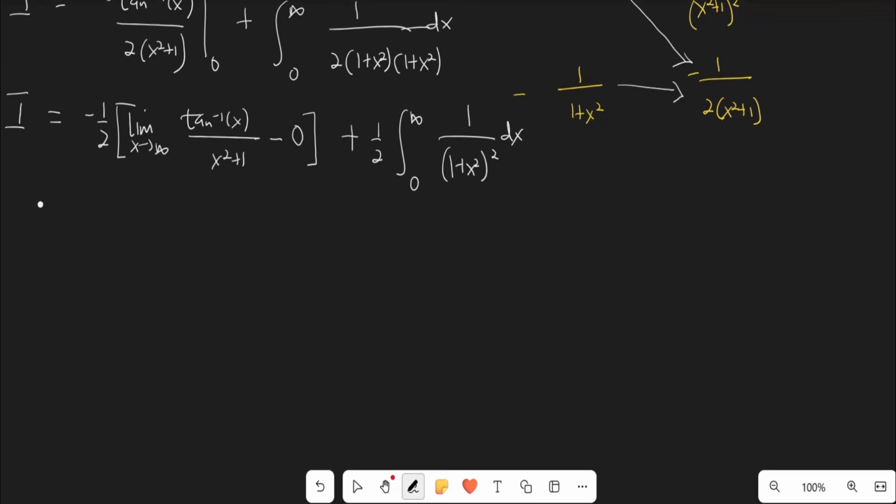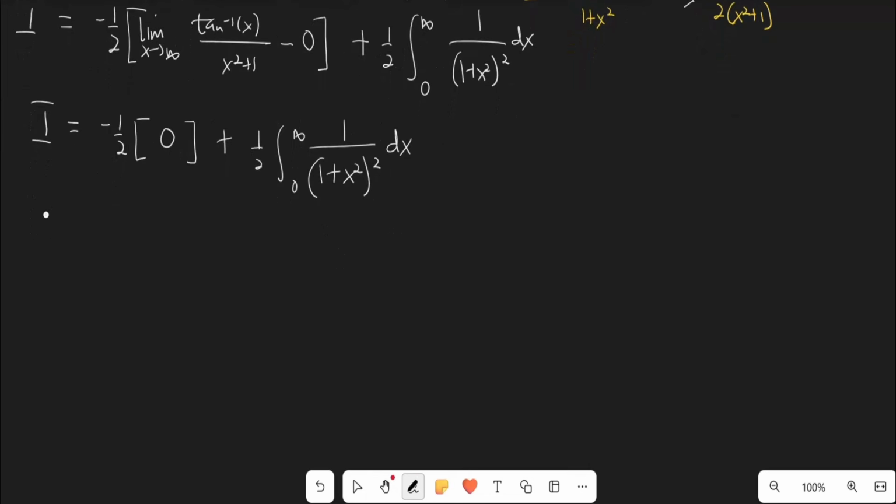All right, I is equal to negative 1/2 in front here. As x is approaching infinity, tan inverse of x is approaching pi over 2, and this is approaching infinity. So pi over 2 over infinity is 0. So this is 0 minus 0. So the limits evaluates to 0. Then you are going to add half the integral from 0 to infinity of 1 over 1 plus x squared, all this squared, and then dx.